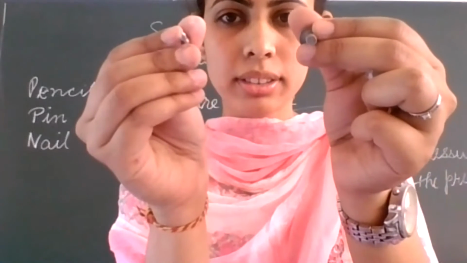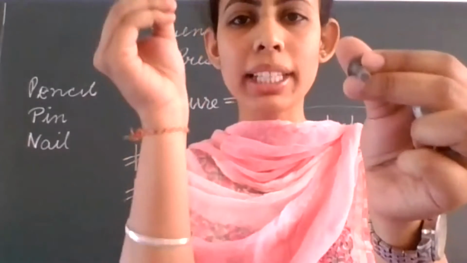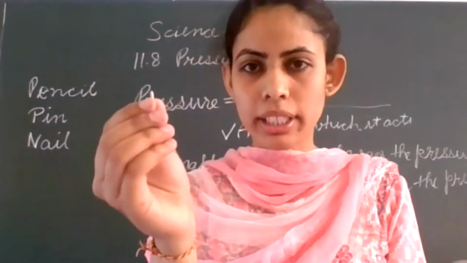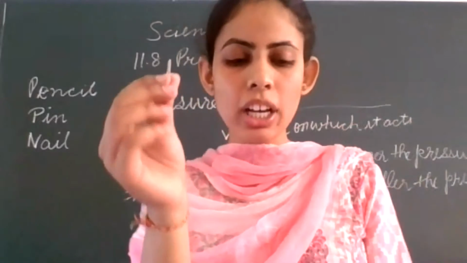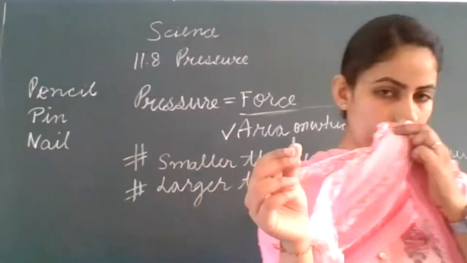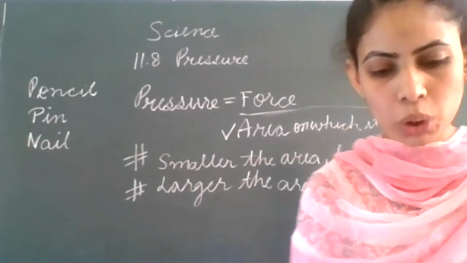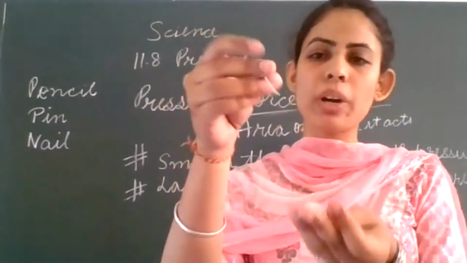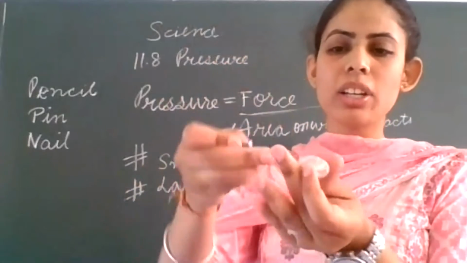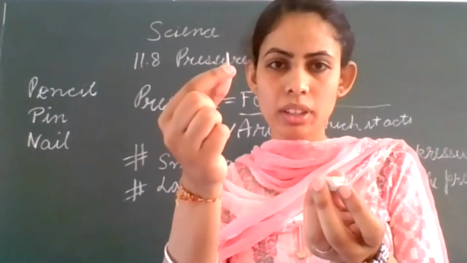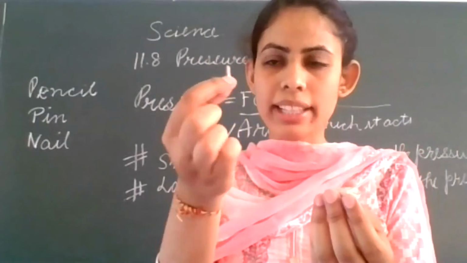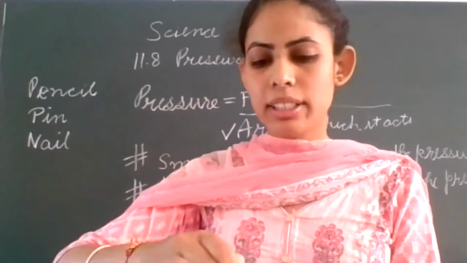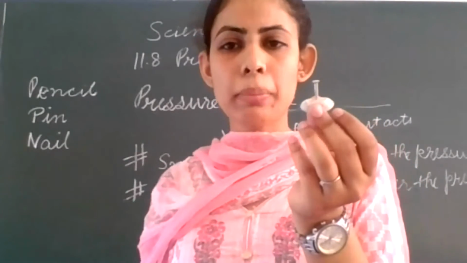See, which is in my this hand or this hand? Ma'am, in your right hand. Right one. The right one, the area of this nail is smaller than the area of the other. So it is easy to insert this one into the rubber. Is it easy to insert this or this one? Ma'am, the smaller one. Yeah, it is the smaller one. So it is easy to insert this nail into the rubber.